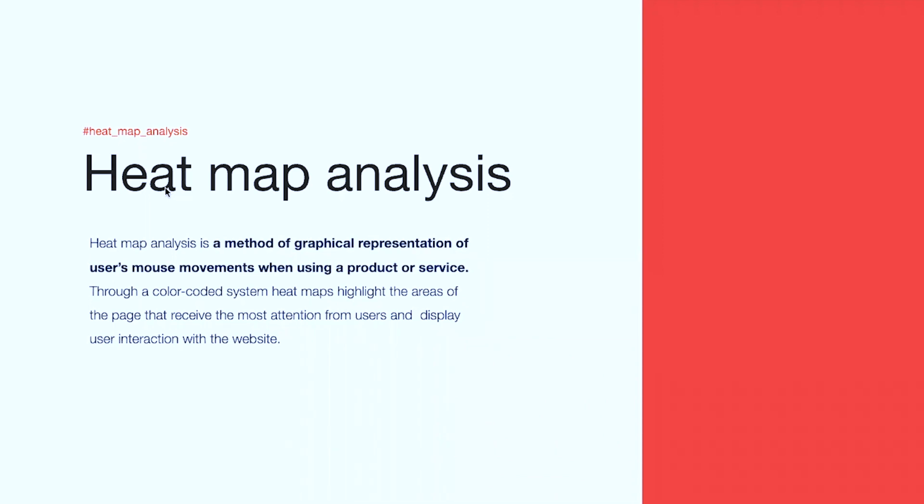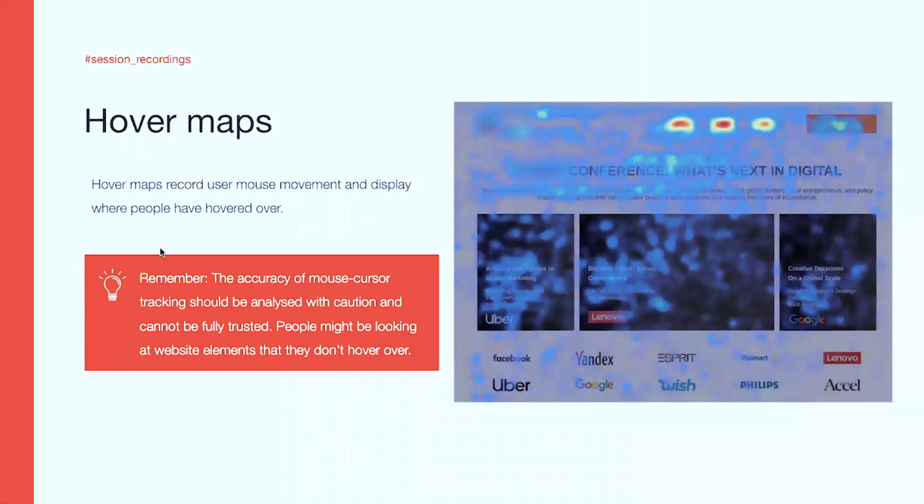Through a color-coded system, heat maps just highlight the areas where users pay more attention to and display the interactions on the website through, for example, scroll maps. And there are several types of heat maps, and the most popular one that I think everybody thinks of when they hear about heat maps is the hover maps. So they record the mouse movements and display where people have hovered over.